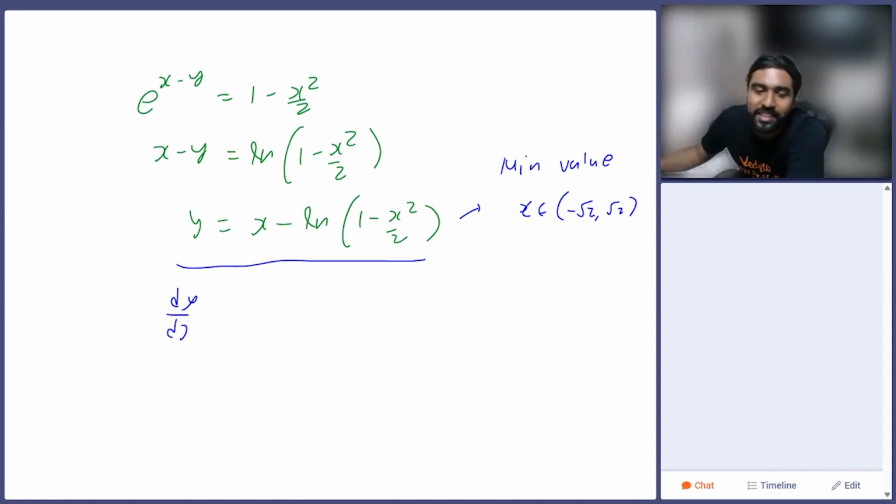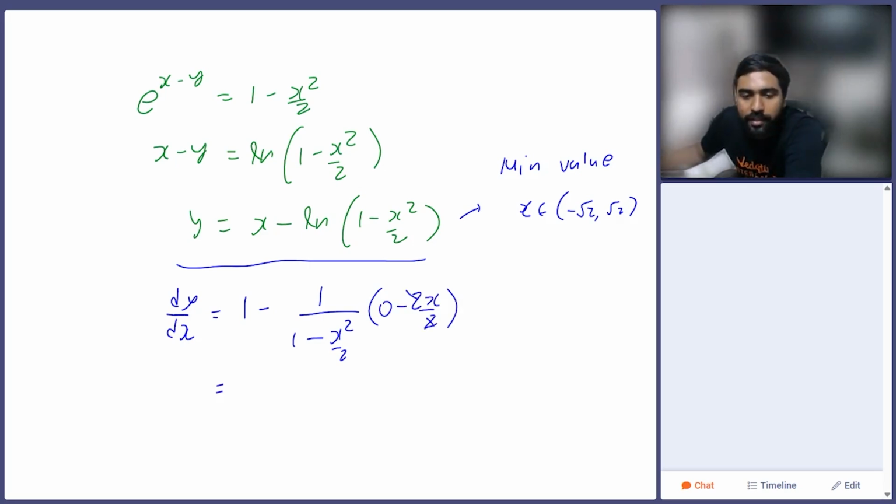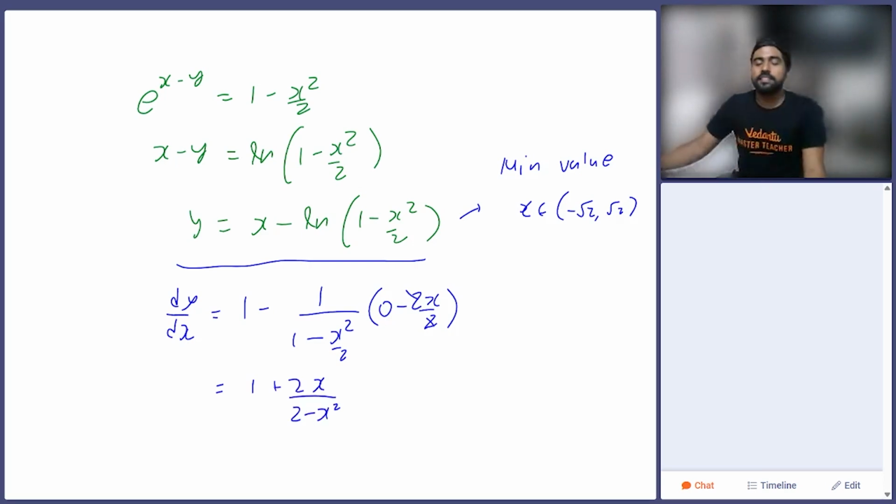We'll directly differentiate this. So dy by dx will come out as 1 minus 1 upon 1 minus x square by 2, into what is the derivative of 1 minus x square by 2? That's 0 minus 2x upon 2 over here. So what do we have? We have 1 plus 2x upon 2 minus x square. This is the expression that you have over here. Now just put this equal to 0.